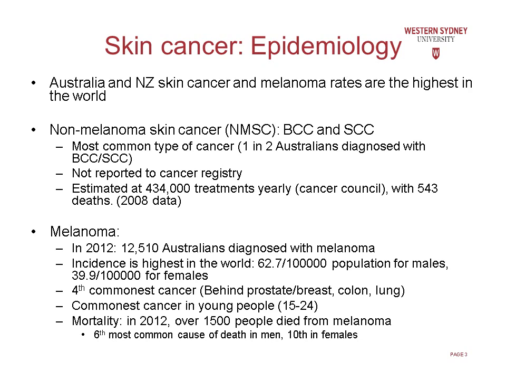The rates of skin cancer and melanoma in Australia and New Zealand are the highest in the world. We often look at skin cancer as the non-melanoma skin cancers, the most common being the basal cell carcinoma and the squamous cell carcinoma, and the melanoma skin cancers. Non-melanoma skin cancers are the most common type of cancer in Australia. About 1 in 2 Australians will be diagnosed with either a basal cell carcinoma or a squamous cell carcinoma in their lifetime.